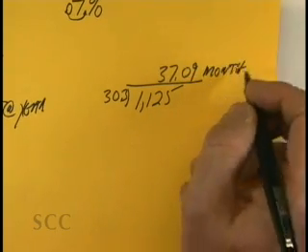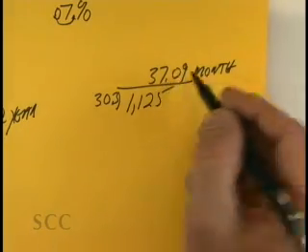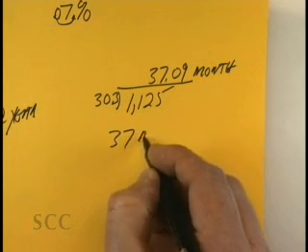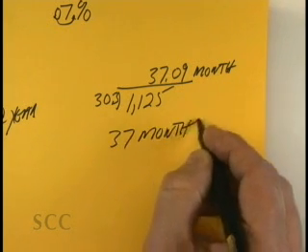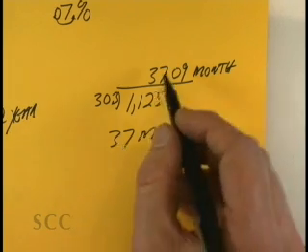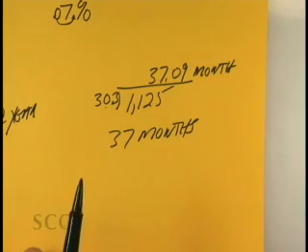And because the 0.09 is less than 0.5, I'm going to make it 37 months. That's the answer. If I wanted to figure it out in reverse, I could take the 37 months times the monthly amount, which would give me my original answer back.